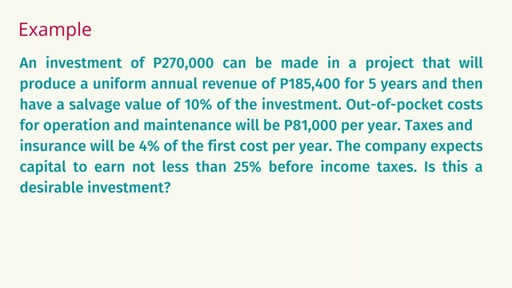We have here an example. An investment of 270,000 can be made in a project that will produce a uniform annual revenue of 185,400 for 5 years and then have a salvage value of 10% of the investment. Out-of-pocket costs for operation and maintenance will be 81,000 pesos per year. Taxes and insurance will be 4% of the first cost per year. The company expects capital to earn not less than 25% before income taxes. Is this a desirable investment?